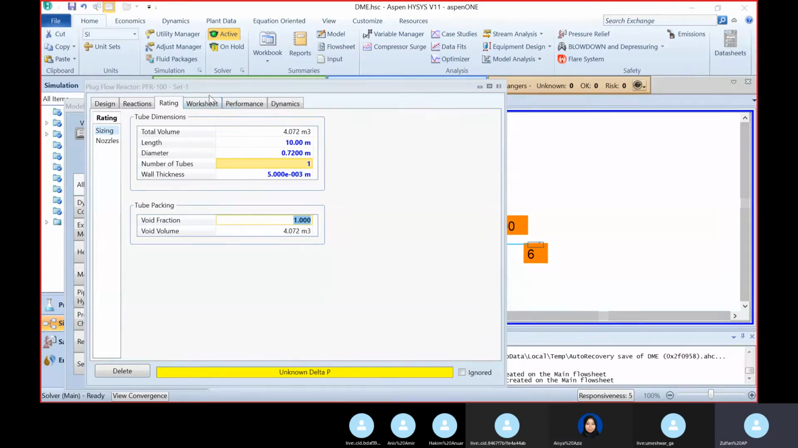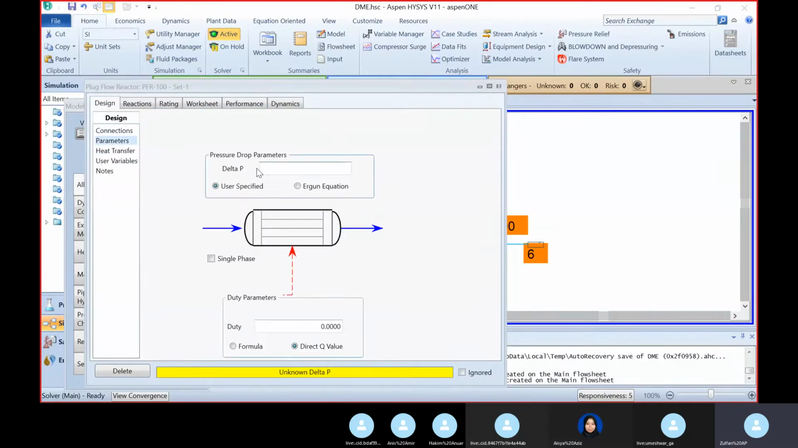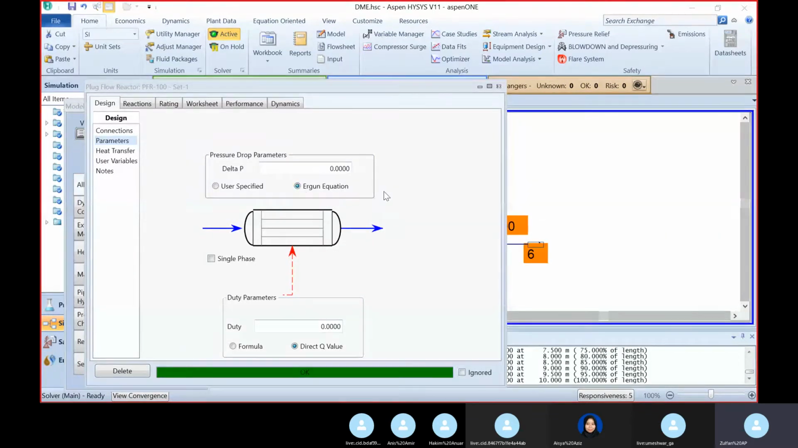And then the delta P. Again, this delta P is also very important. We can either specify the delta P here, or we can just let HYSYS calculate the pressure drop, because we have specified the length and the diameter of the reactor, and also the void fraction. If we let HYSYS calculate the pressure drop using the Ergun equation, that's also fine. It's 0 because it's a very huge reactor anyway.